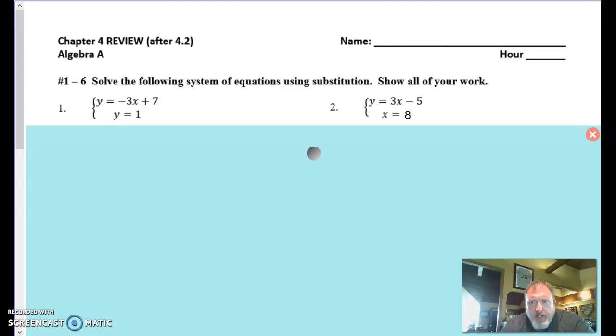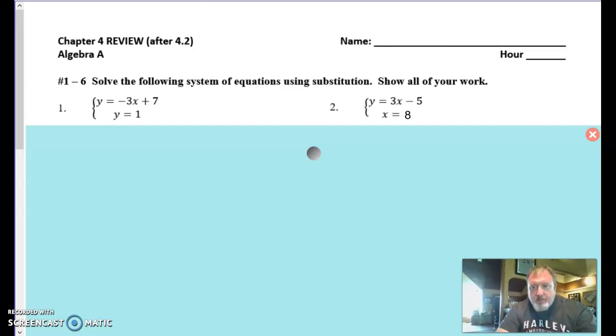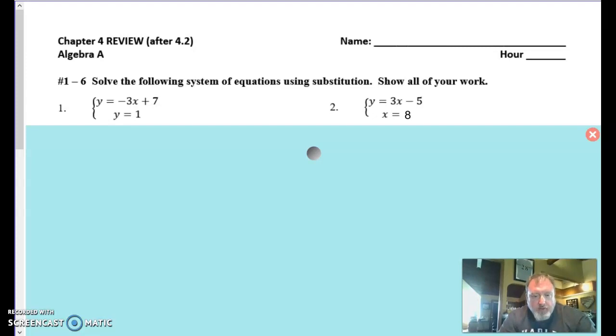Alright, welcome back. This is a rundown of your quiz review after section 4.2 in anticipation of your quiz, which is going to be later this week. Most of this quiz is going to deal with substitution.